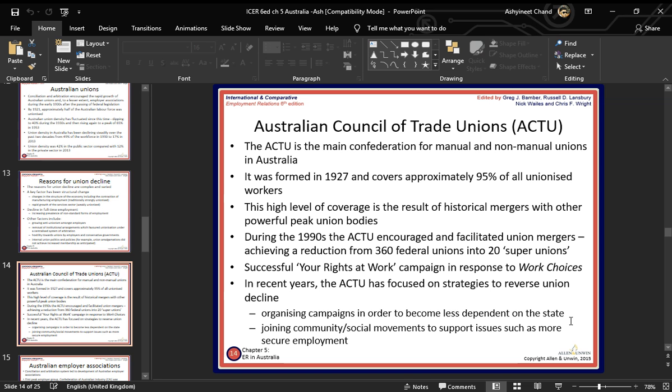During the 1990s, the ACTU, Australian Council of Trade Unions, encouraged and facilitated union measures, achieving a reduction from 360 federal unions into 20 super unions. So, unions merged and provide a greater voice. Successful Your Rights at Work campaign in response to work choices. In recent years, the ACTU has focused on strategies to reverse union decline. So they have been organizing campaigns in order to become less dependent on the government, on the state, joining community and/or social movements to support issues such as more secure employment.